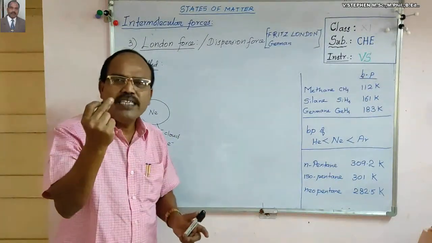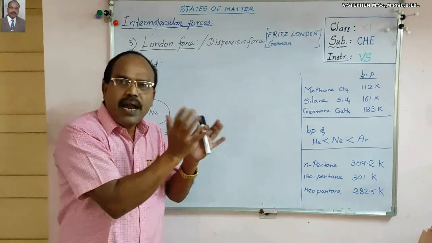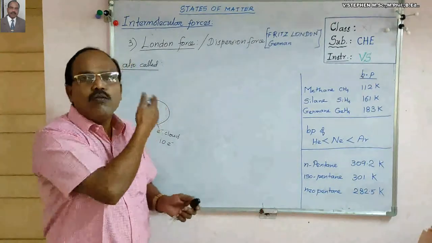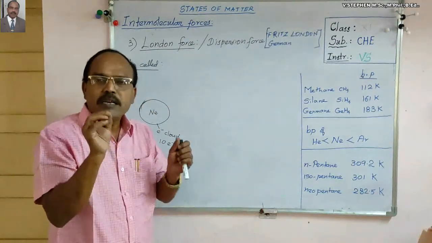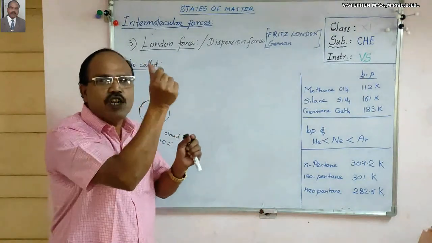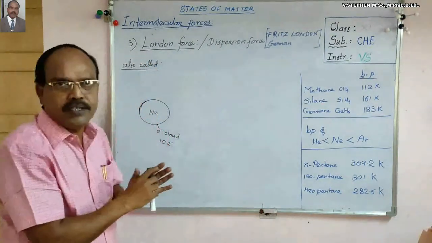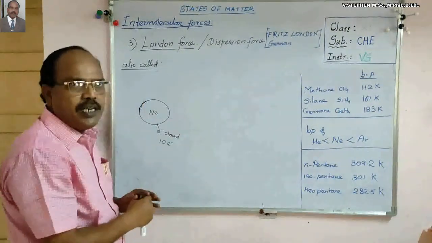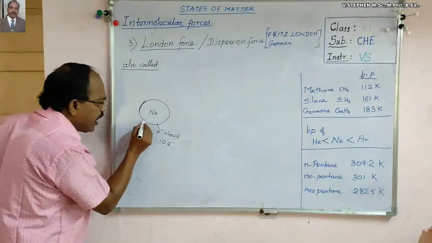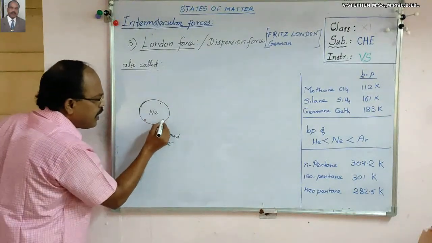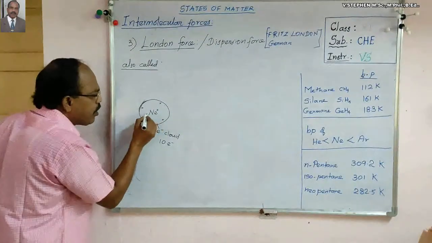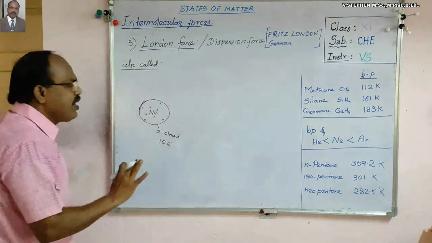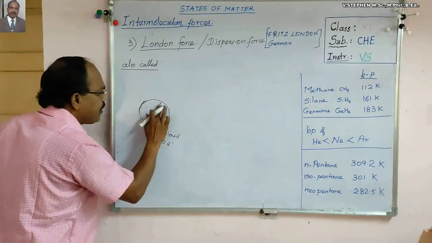Now you imagine, because you can't practically stop the movement. Imagine a fraction of a second, one instant. It may not stop, but at a particular instant, the 10 electrons will be like this, one here, one here, one here. It is called symmetrical, but it will keep moving.